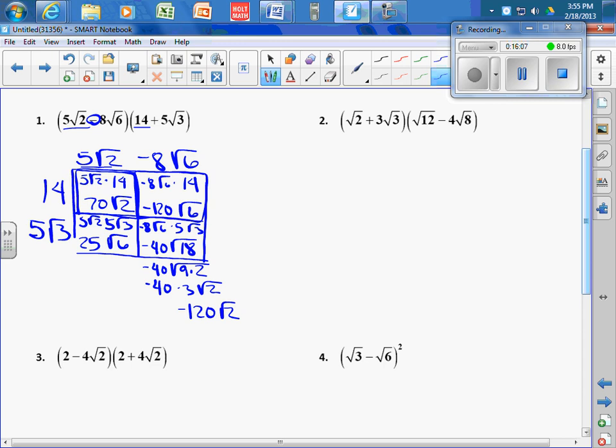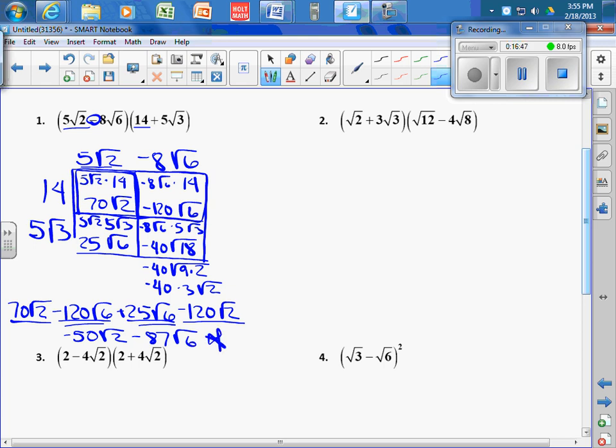So my four terms are 70 radical 2 minus 120 radical 6 plus 25 radical 6 minus 120 radical 2. Now I'm adding or subtracting, whichever the case may be, four different terms here, two pair of which are like terms, meaning this, 70 radical 2, I can subtract 120 radical 2 and get negative 50 radical 2. I can take negative 120 radical 6 plus 25 radical 6 and get negative 87 radical 6. Final answer.